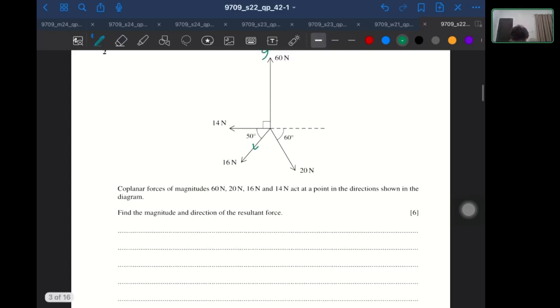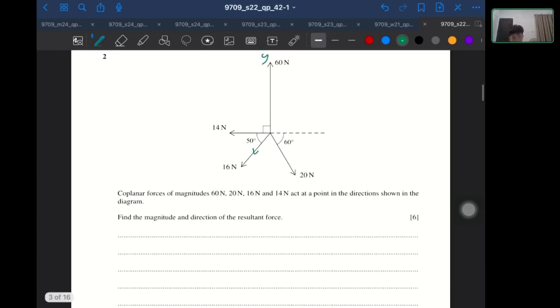Okay, coplanar forces of magnitude 60 Newton, 20 Newton, 16 Newton, and 40 Newton act at a point in the direction shown in the diagram. Find the magnitude and the direction of the resultant force. Okay guys, so if we find this type of question and this type of diagram, we can actually use the formula of ΣFx and ΣFy.